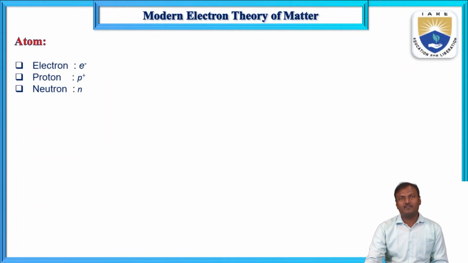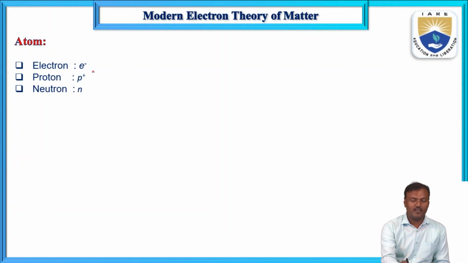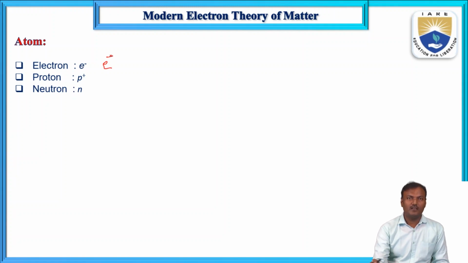So atom consists of three particles: electron, proton and then neutron. Electron is represented with the letter E, and since it has a negative charge, it is represented with a negative symbol, E minus. Proton is represented with the letter P and it has a positive charge, so it is represented with P plus. And the last one is a neutron. Neutron has no charge, or it is said to be a neutral one.